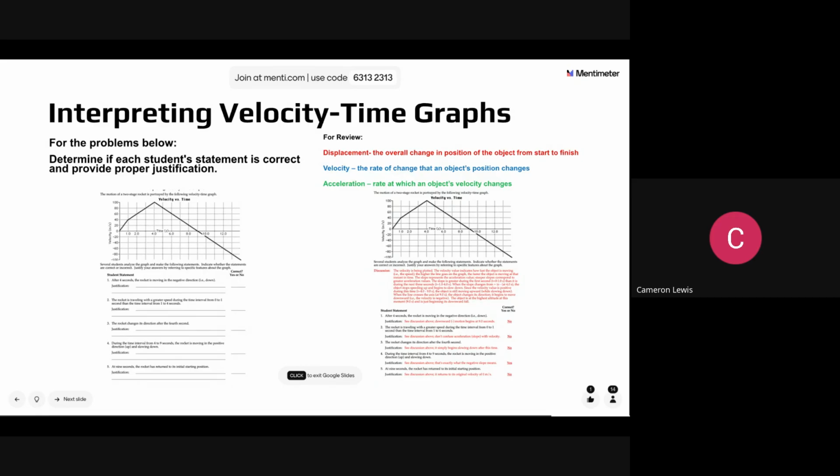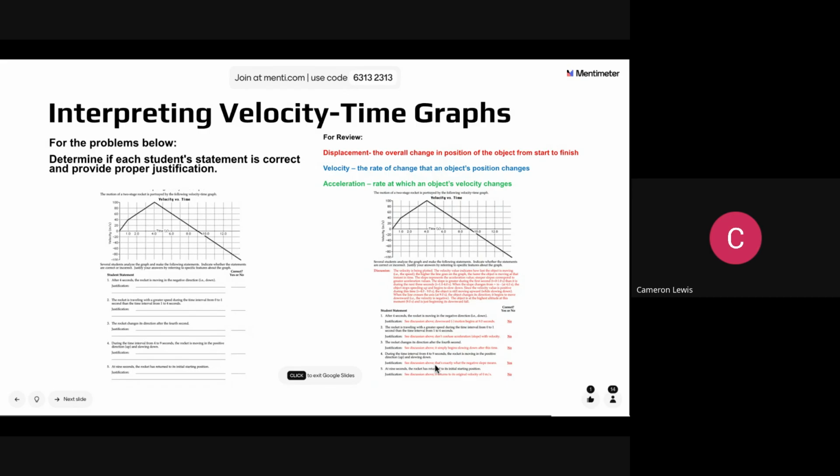Wait. That line in the middle, that axis. Okay, so when you cross 0 on velocity, you change direction. Correct. So at 4 seconds, you're basically starting to decelerate. That has nothing to do with direction. You're slowing down. The only way to change direction is crossing that x-axis.